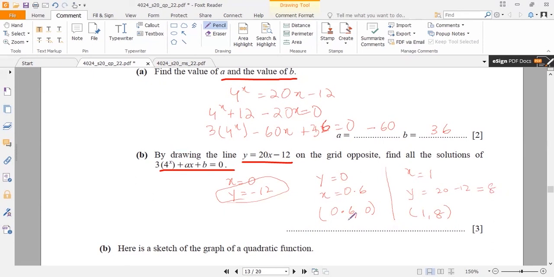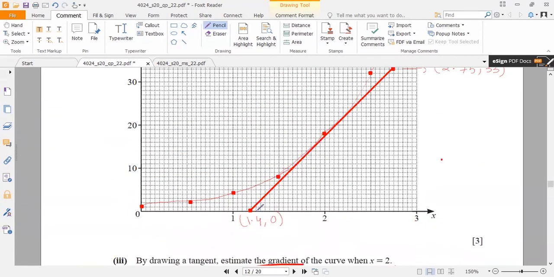Okay, so what I have to do, I need to plot these points: 0, 0.6, and 0, 0.5. 0.5 is here and 0.6 is here. Okay, and the next point is 1, 8. It will be here.